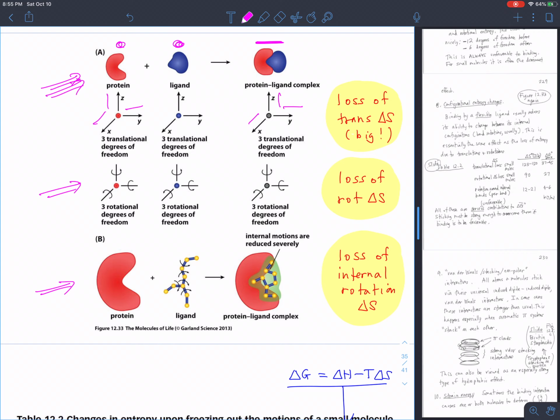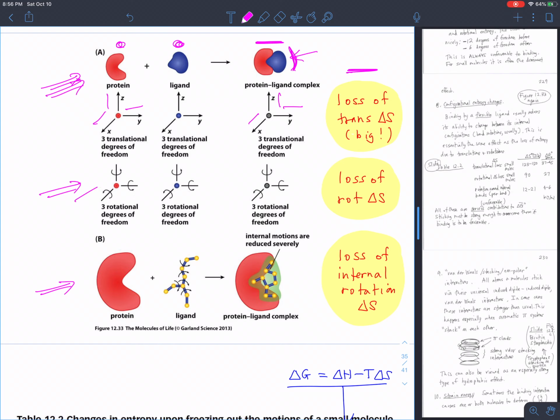And so there's been a loss of translational degrees of freedom and therefore a loss of translational entropy. Of course, that can be compensated by other effects, by hydrophobic effects, by water release effects, and so on. This is not the only contribution, but it is a contribution, and I don't see any way that it can be anything but unfavorable. This loss of translational entropy, when a molecule binds, has to be unfavorable.